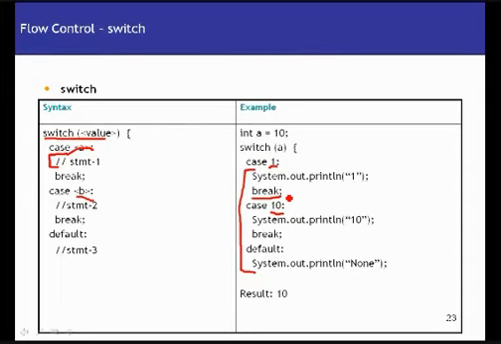One more difference between if and switch is that in if you can check for different kinds of conditions, whereas in switch you can only check for an equality condition. You can only check if the value of a is equal to 1 or is equal to 10. You can't check here if the value of a is greater than 10, something like that, right?